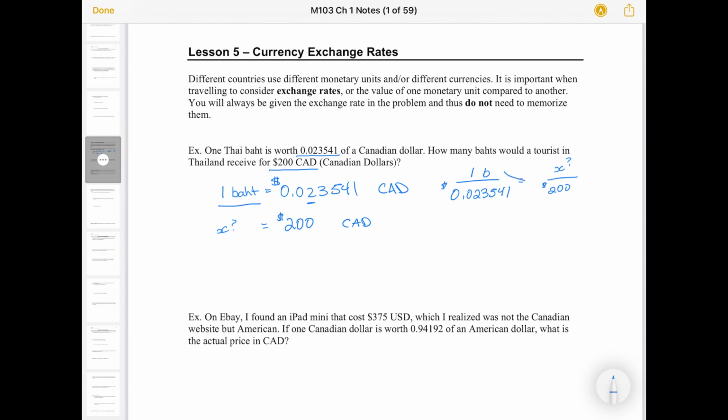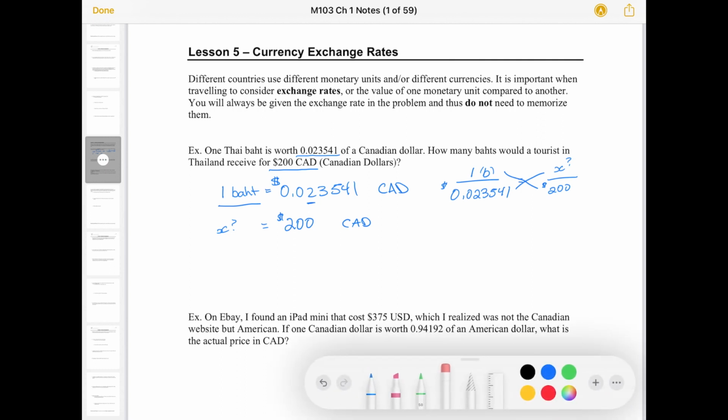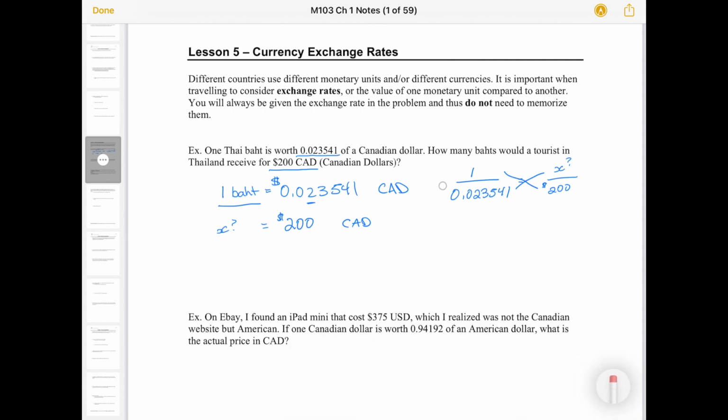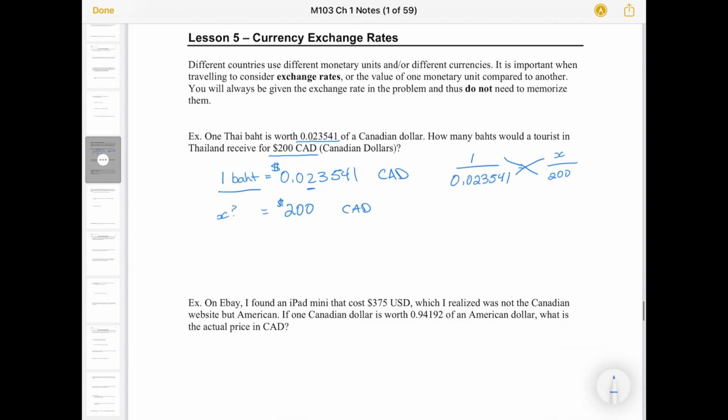And again, I am going to cross multiply. So this b, remember, that's just my unit. It doesn't really do anything. Maybe I won't have my units here. Fractions are hard enough as is sometimes. So without the units, I have 1 times $200. That's just 200 equals my big decimal, 0.023541 times my x.